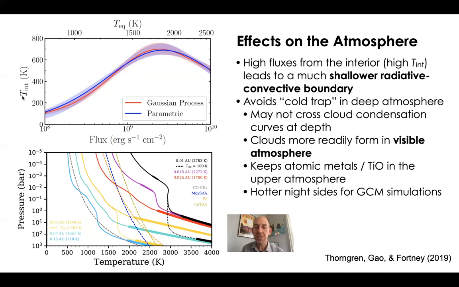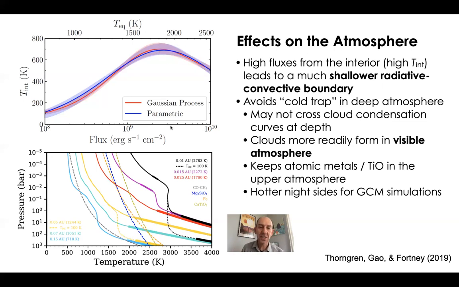impacts the flux from the interior. The hotter the interior, the more flux comes out of the interior. So if you have a hot interior because you're a hot Jupiter, that means you have more flux coming out of the interior. You have a higher intrinsic temperature. So we can make a plot, instead of efficiency versus temperature, we can make a plot of the intrinsic temperature as a function of equilibrium temperature. And this peaks at around 1800 degrees.